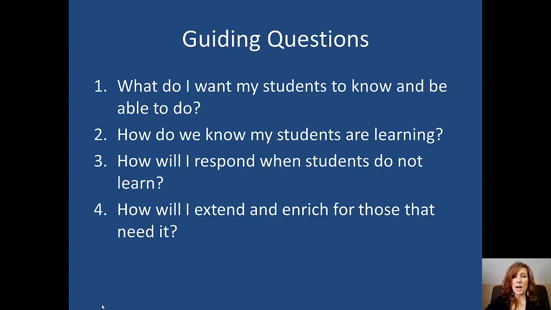Here are some guiding questions that we can use as we assess our students' work and begin to plan for the next steps. What do I want my students to know and be able to do? How do we know that my students are learning? And how will I respond when they do not learn? Or how will I extend and enrich for those that need it?